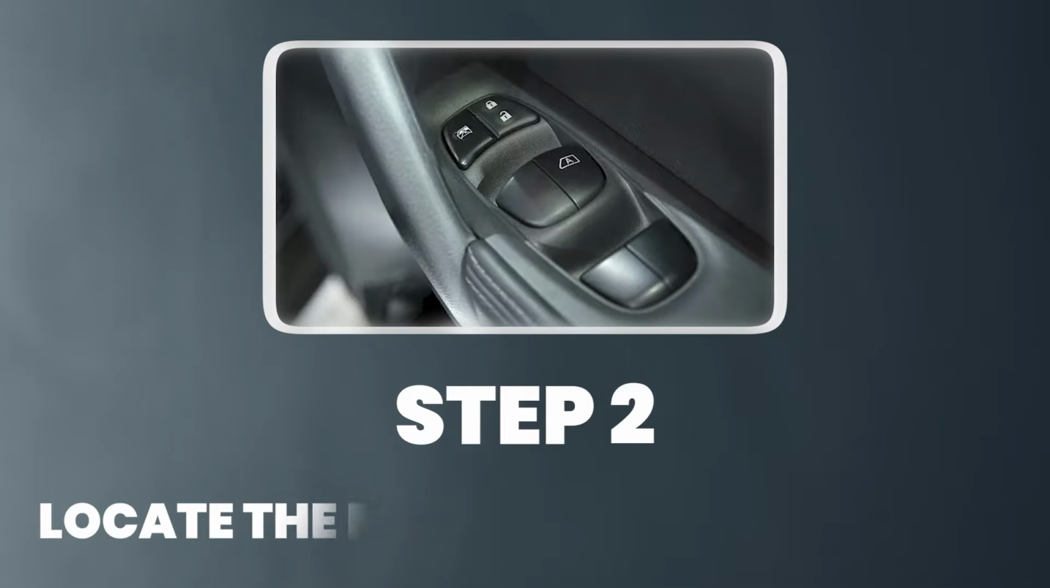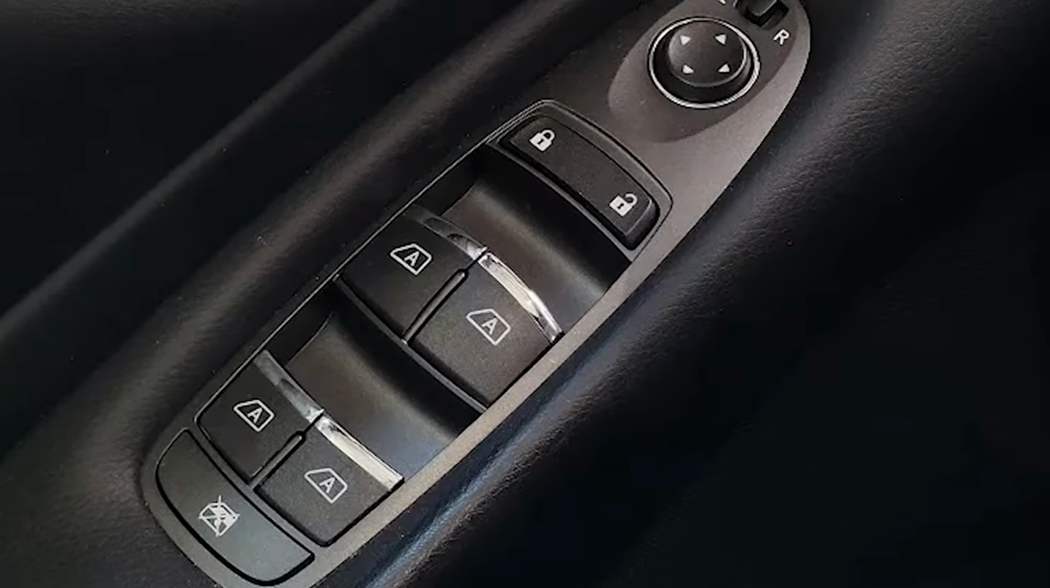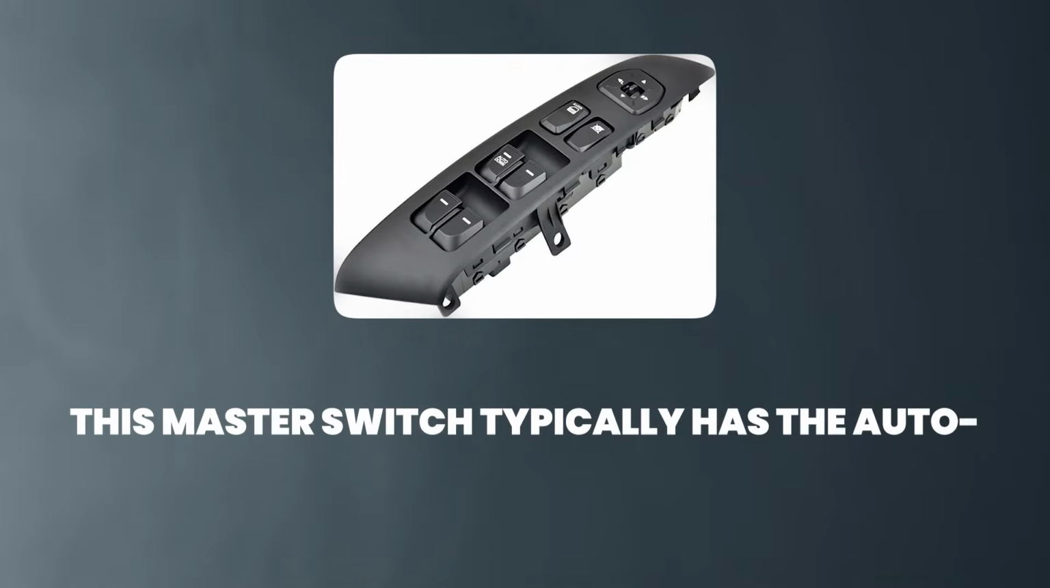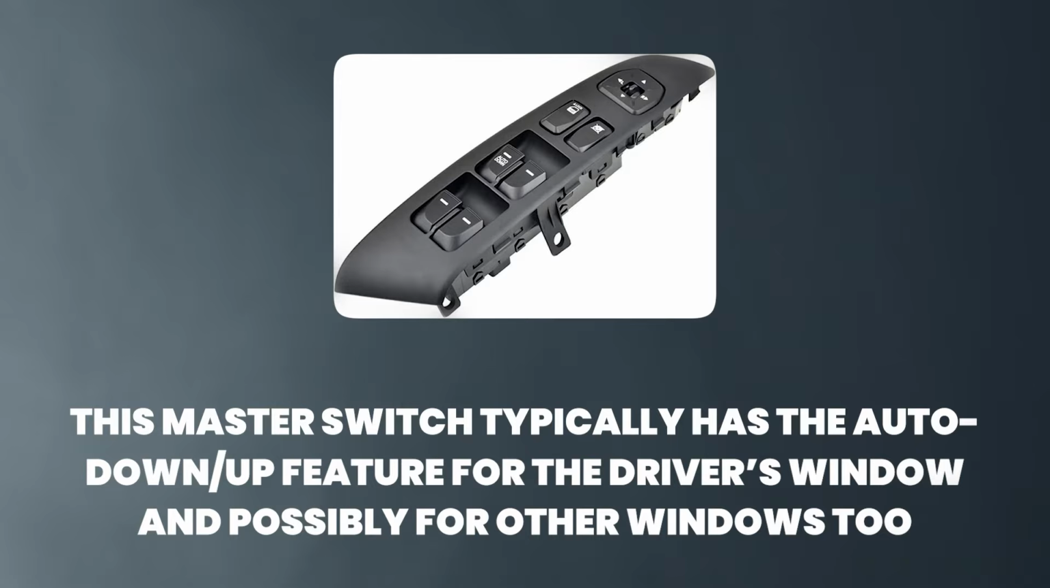Step 2. Locate the master window switch. In most vehicles, the driver's door master window switch is used to reset the one-touch function for all windows. Sit in the driver's seat and find the main window control panel on the door. This master switch typically has the auto down-up feature for the driver's window, and possibly for other windows too.